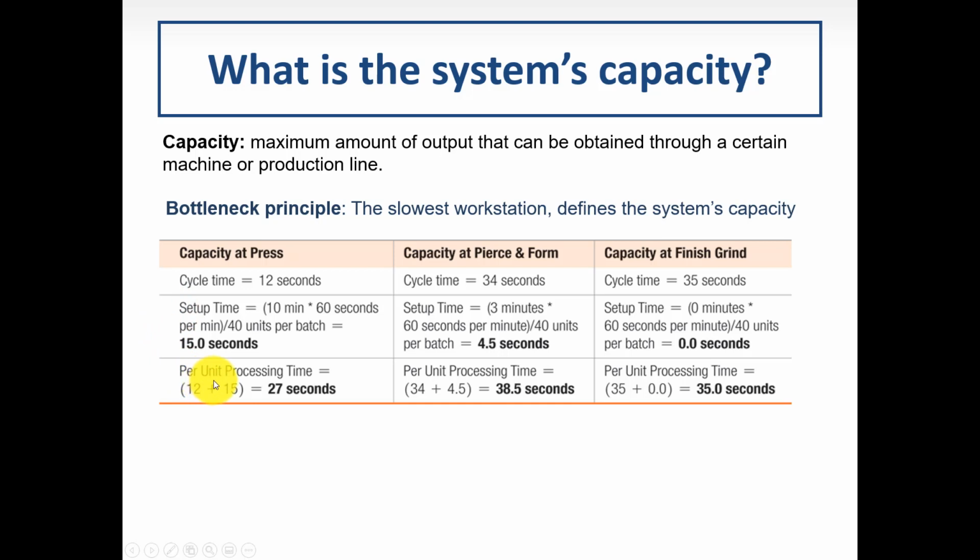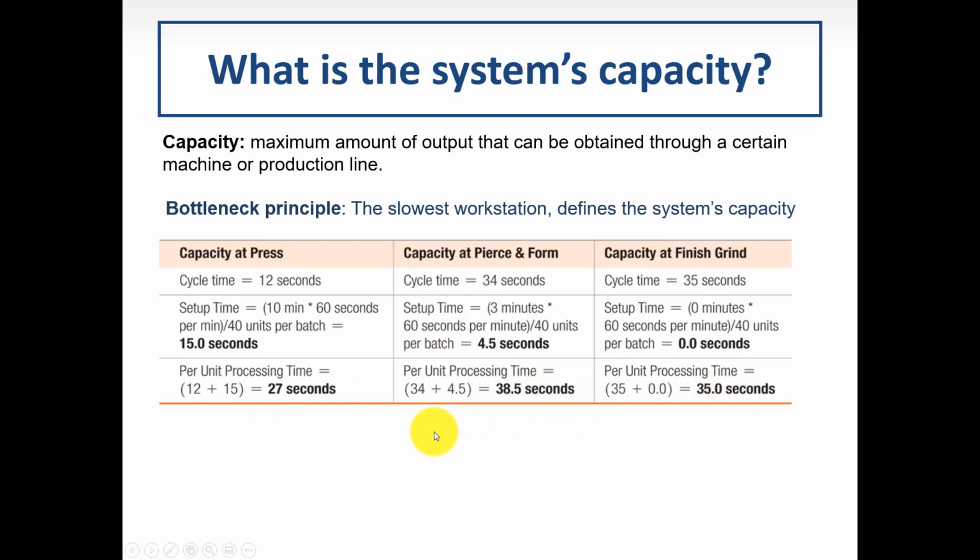So what we need to do is to calculate per unit processing time, which is of course the cycle time, but also the allocated setup time per unit. We have this time already, it was given to us as 10 minutes, but we need to allocate that per unit. That means dividing that by the number of units in the batch, so 40 units in this case. If we translate minutes into seconds and divide by the number of units, we obtain 15 seconds. So 12 plus 15, that's 27 seconds. And the same occurs for the rest.